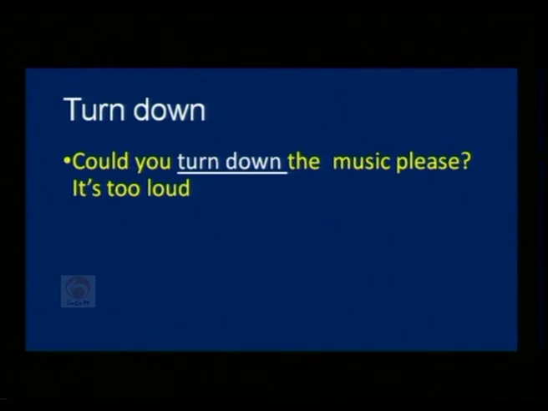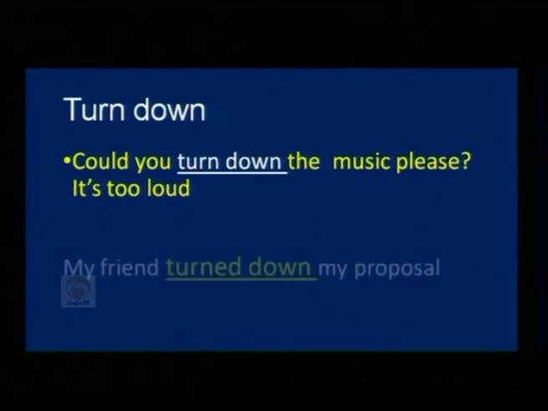Okay, look at these examples. Could you turn down the music, please? It's too loud. Earlier Sandhya said, could you turn up the volume, right? Because she is unable to hear it. Now this sound is too much. It's too loud. So you say turn down the volume, please.